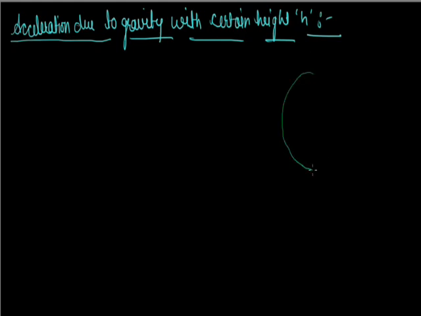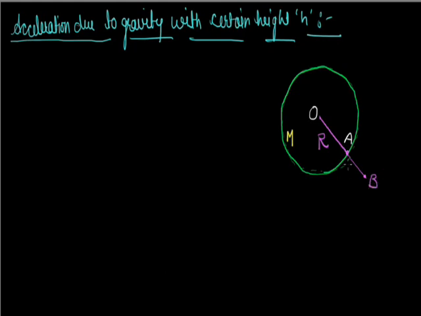Suppose Earth and suppose its radius is r, and as we know, at the surface of Earth, acceleration due to gravity is taken as g, which is 9.8 meter per second square. And suppose this point is O, the center, and this is A at the surface. And suppose we want to calculate acceleration due to gravity at a certain height h. So let us consider a point B where we want to calculate acceleration due to gravity, and it is at h height from the surface.